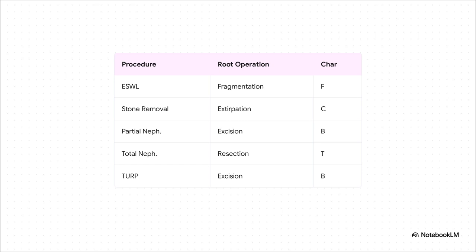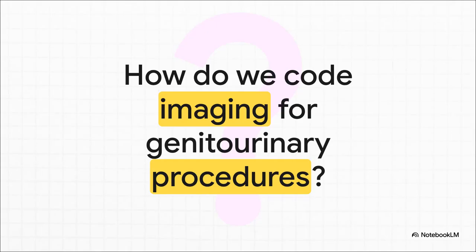Pay special attention again to that critical distinction between a partial nephrectomy as an excision versus a total nephrectomy as a resection. And whatever you do, don't forget about that tricky TURP code hiding in plain sight as an excision. Okay, so we've completely mastered the surgical components today, but that leaves me with a final, really important question for you.